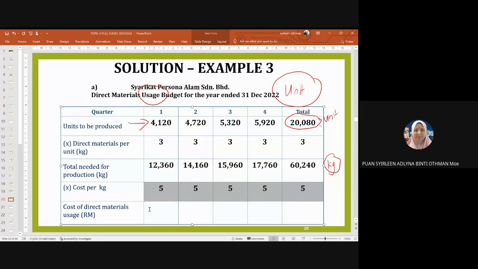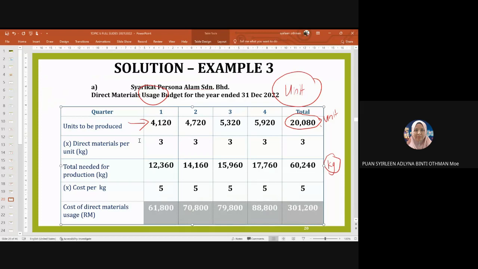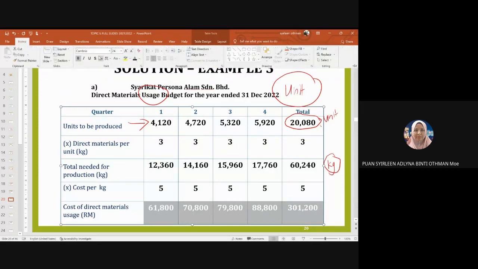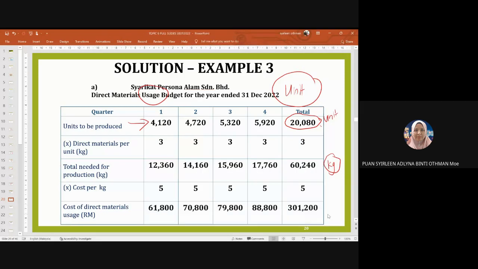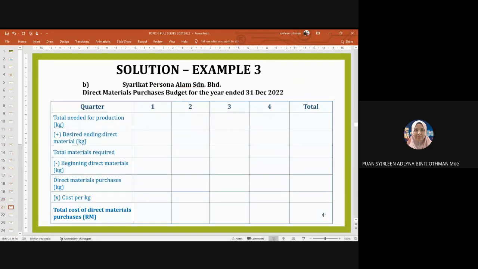Jadi cost yang kita perlu keluarkan ialah 301,200. Okay. Yang ni easy peasy lah, senang je nak kira. Alright. Okay. Tetapi wait lah. You need to fill up the second one, okay, which is the direct material purchase budget.